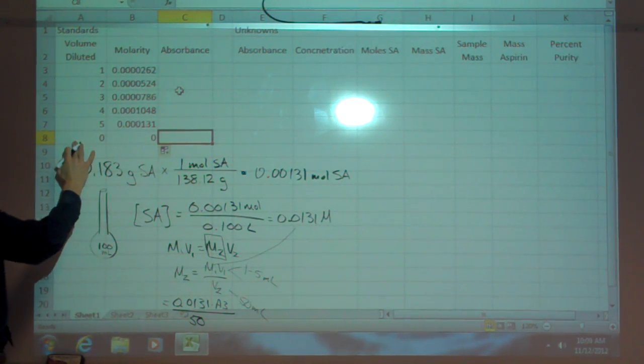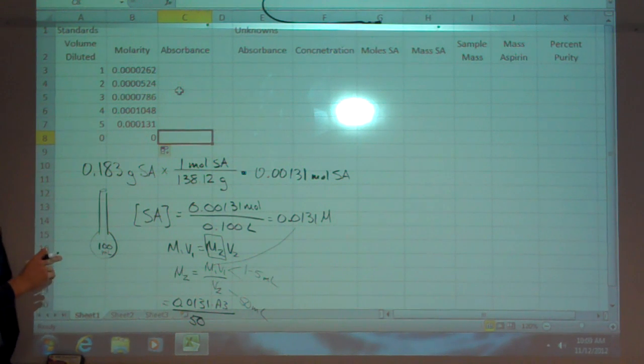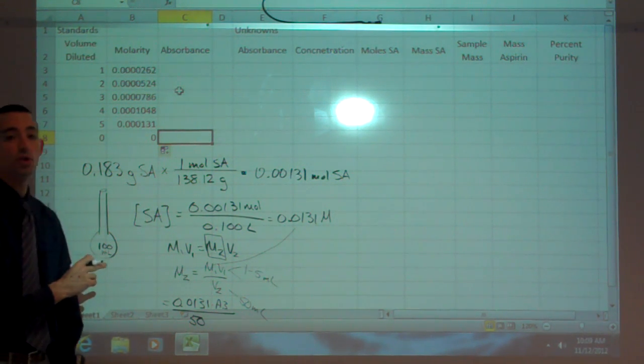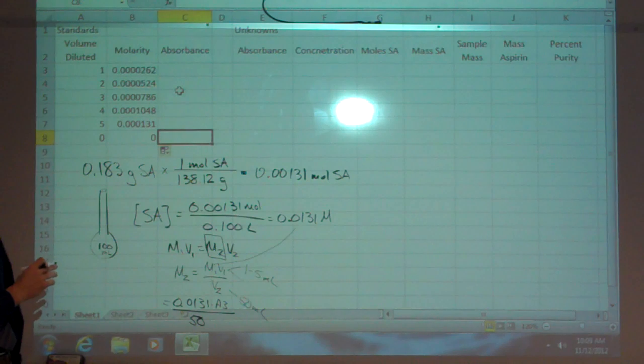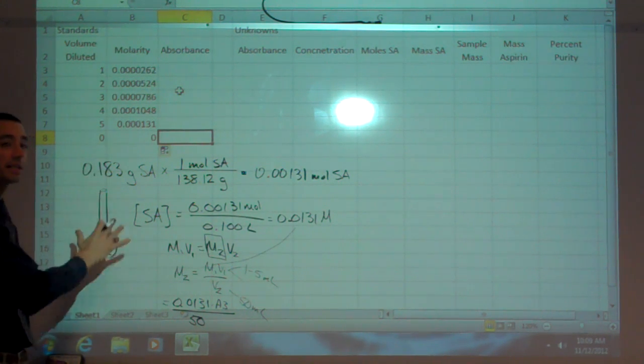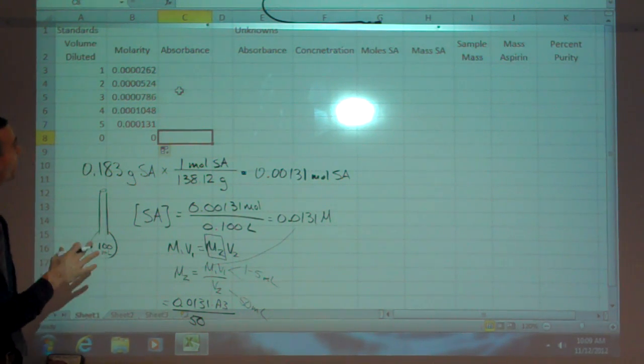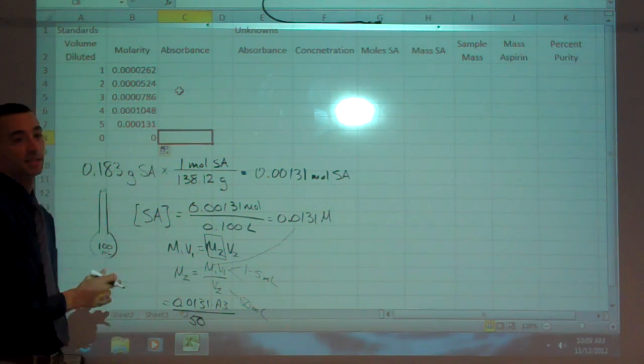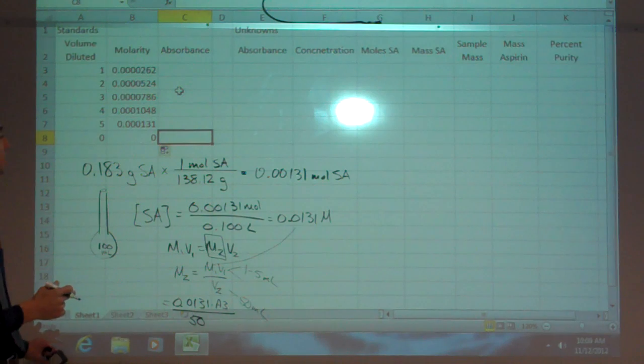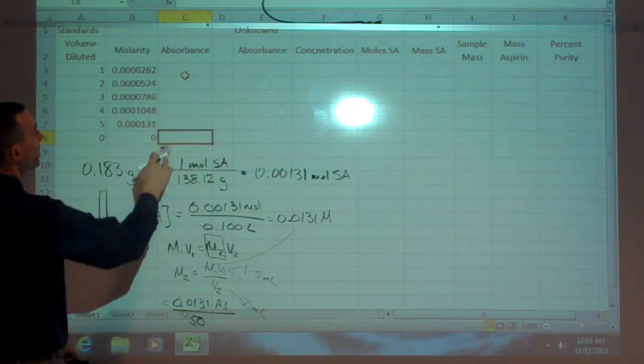I've also added 0 as one of our data points, which you're instructed to do in your lab, because this is a realistic point. When there should be no concentration of salicylic acid, the absorbance should be 0 as well. So now we can fill in our absorbance values.